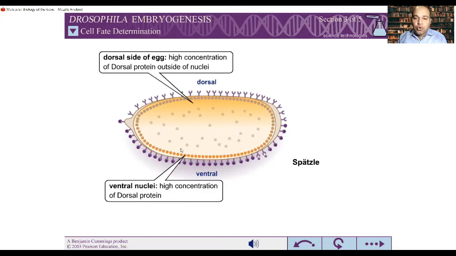protein is very low. Dorsal protein concentration is lower on the ventral side and higher in the cytosol on the dorsal side. Next point: none of the dorsal protein has entered the dorsal nuclei.